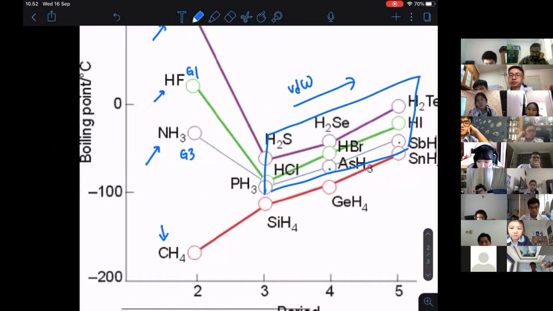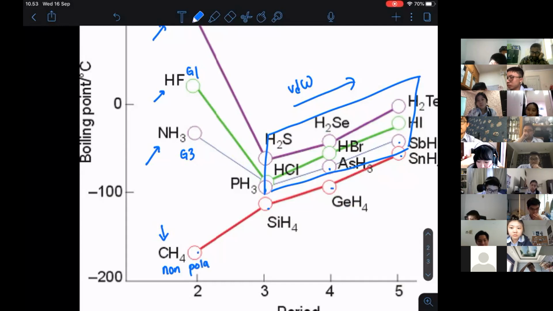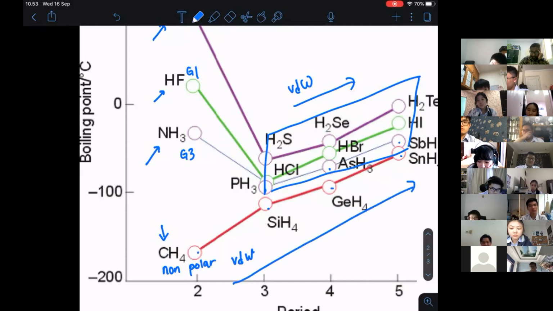Yes, because they are non-polar molecules. All of them are non-polar. You can see group 14 is non-polar, so they have only van der Waals forces of attraction. But you can see a general trend, which is increasing. Why? Because going down the group, size increases, van der Waals forces increase.